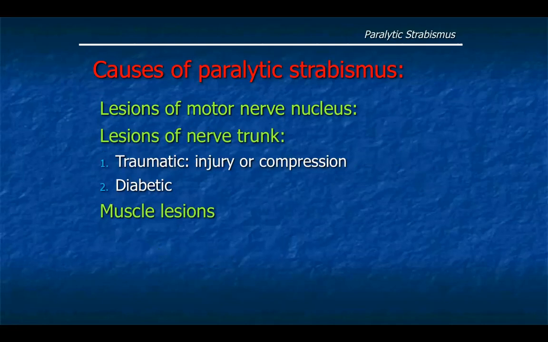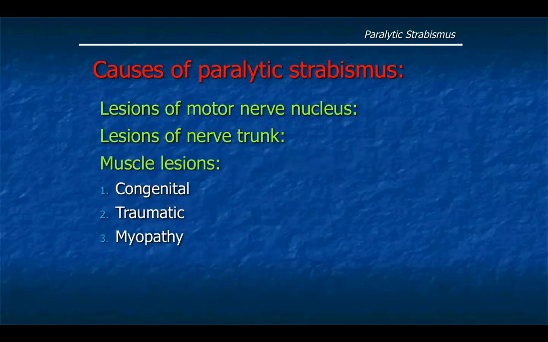Lesions of the nerve trunk could be traumatic, severe head trauma that causes injury to the nerve trunk, or trauma by compression. Compression, for example, by an aneurysm or a tumor compressing the nerve trunk and causing its injury. Or it could be diabetic, which affects the microvasculature of the nerve, causing ischemia of the nerve and its paralysis.